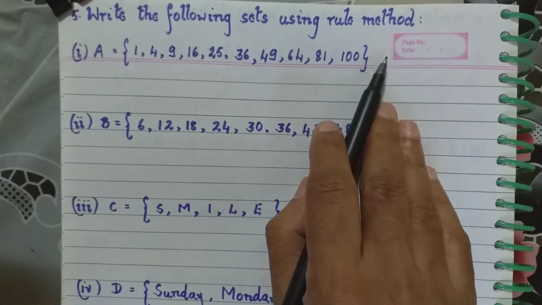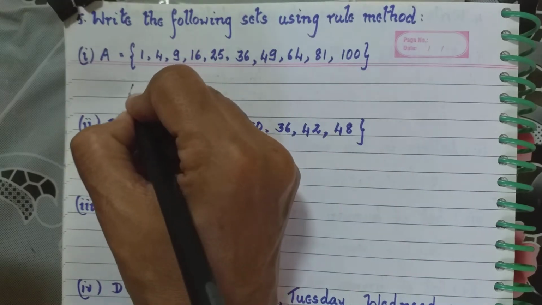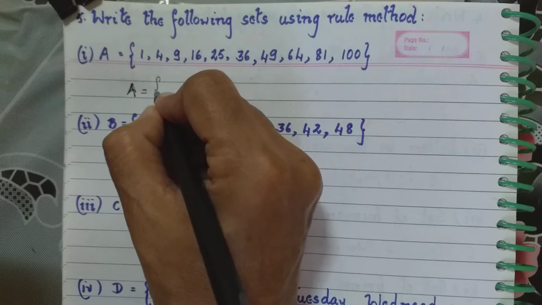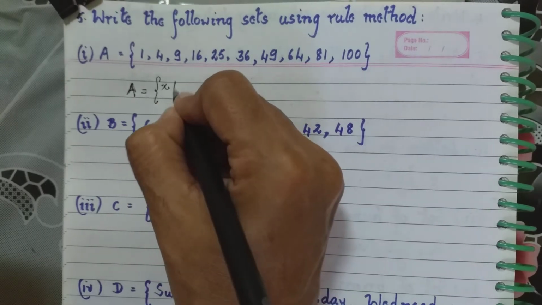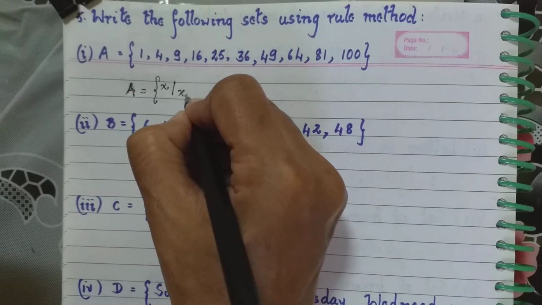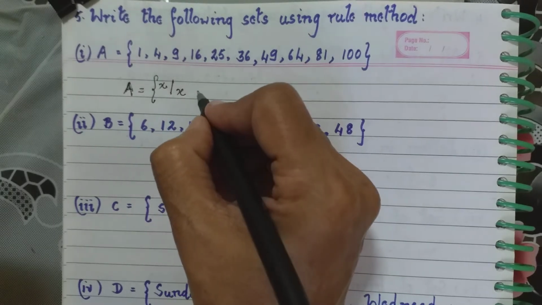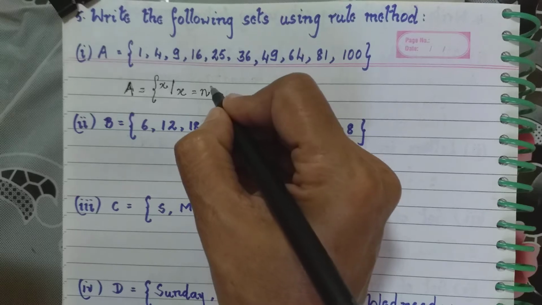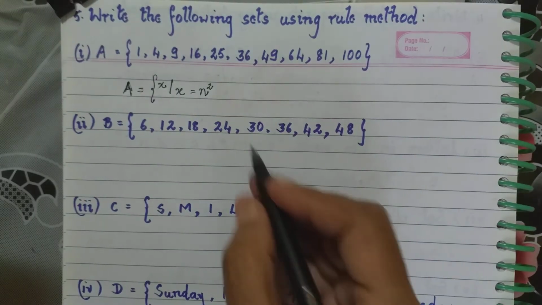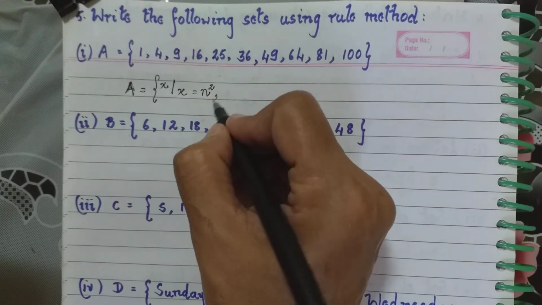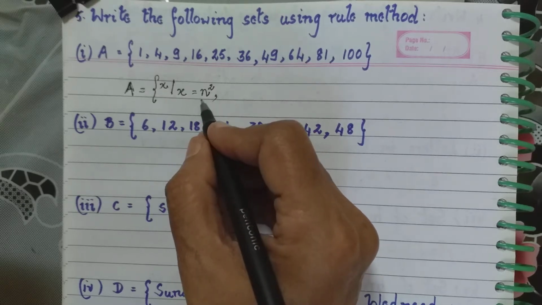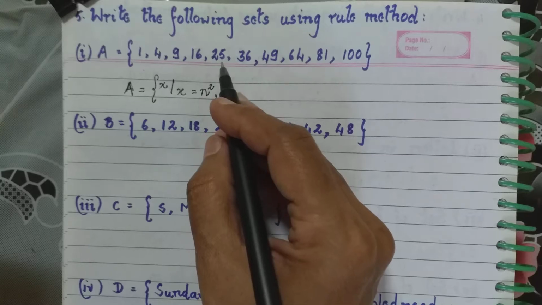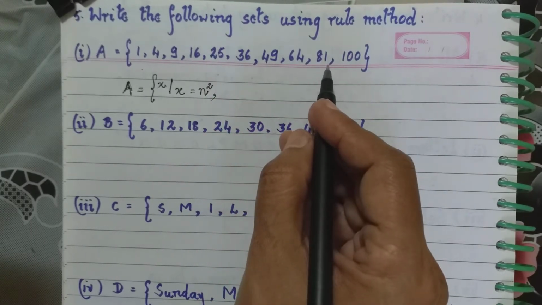So when I am writing a rule, how will I write? A is the set of all x such that x is equal to what? It is a square of a number. So let us take the number as n. So x is equal to n square. So these are all squares. But I have to also define what is this n. What is n here? It's either 1, 2, 3, 4, 5, 6, 7, 8, 9 and 10.